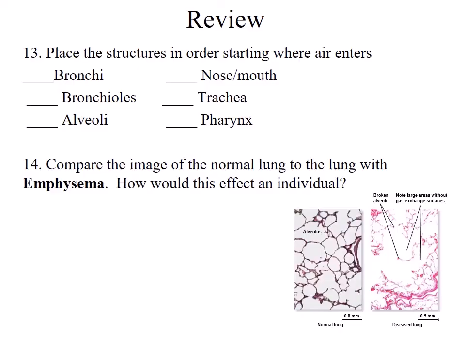Number 14, compare the image of the normal lung to the lung with emphysema. How would this affect an individual? So normal lung on the left, diseased lung on the right. They pointed out broken alveoli for you. So how would that affect an individual? Well, you'd have less surface area for gas exchange. And then, how would you feel if you didn't do as much gas exchange? You'd be tired, you'd be short of breath, right? You'd be tired because you aren't getting enough oxygen to make enough ATP. So that's kind of what I was looking for with that one.